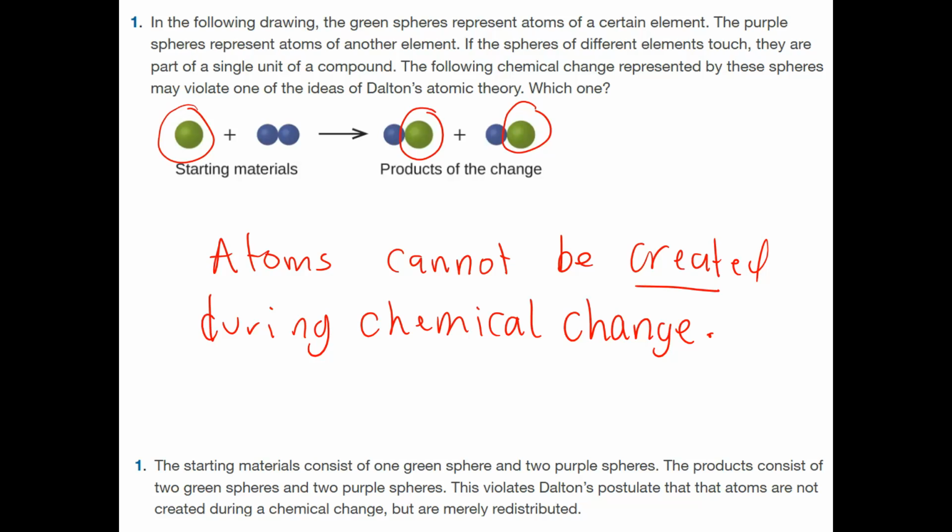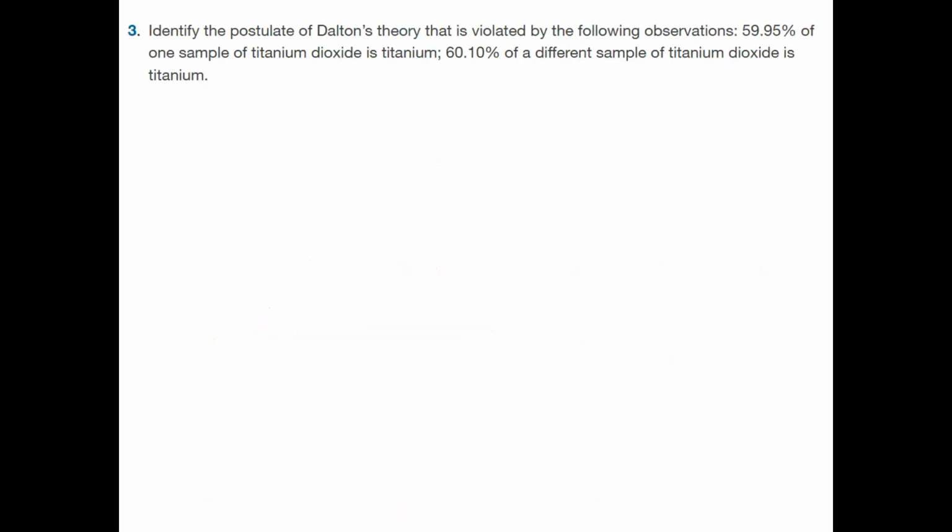This violates Dalton's postulate that atoms are not created during a chemical change but merely redistributed. So we were correct. Okay, let's have a look at another one. It says, identify the postulate of Dalton's theory that is violated by the following observations. Now, you don't have to be perfect here and give a number and the exact text. You just have to kind of give the idea.